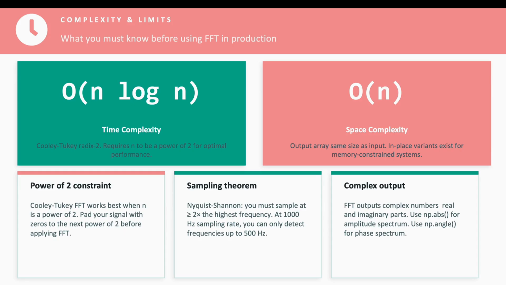The third thing is complex outputs. np.fft returns complex numbers. np.abs gives you the amplitude at each frequency. np.angle gives you the phase. For most applications you only need the amplitude, but the phase encodes timing information, critical for signal reconstruction and correlation.